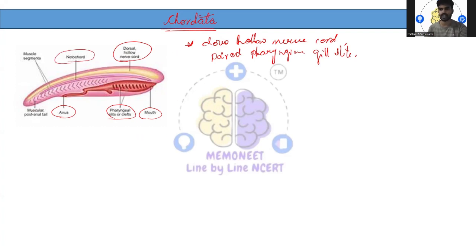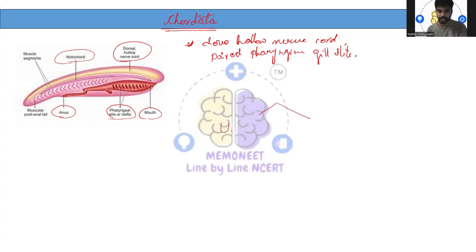And yeah, general characteristics: they are bilaterally symmetrical and triploblastic, and what next? Coelomates. These animals are coelomates, and they show organ system level of organization, and a closed type of circulatory system will be observed. So these are all very common. So these chordates have been divided into two subphyla.